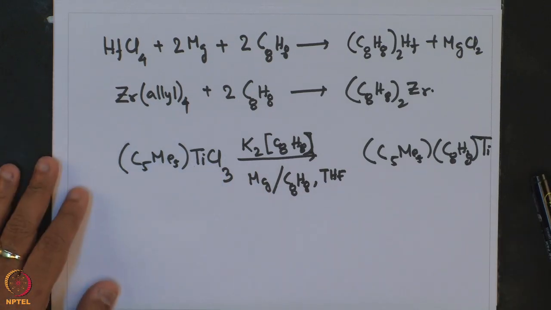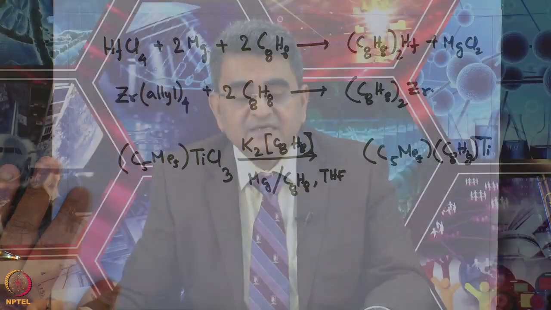So, what we see is that this preparation of the C8H8 complexes of transition metals, particularly the planar C8H8 complexes, involves a metal halide as well as some reducing agent and C8H8, which will reduce C8H8 to the dianionic form, which will then react with the transition metal halide, giving the required transition metal complexes.